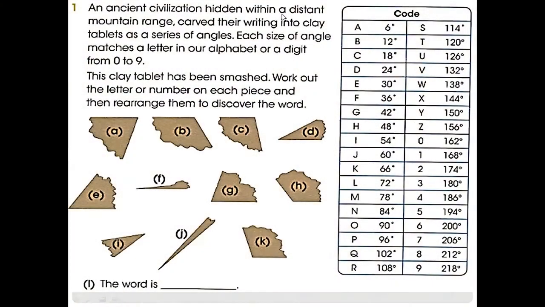In the distance, mountain ranges carved their writing into a clay tablet as a series of angles. Each of the sides of the angle matched a letter in our alphabet or a digit from 0 to 9. The clay tablet has been smashed. Work out the letter or the number on each piece and then rearrange them to discover the word.